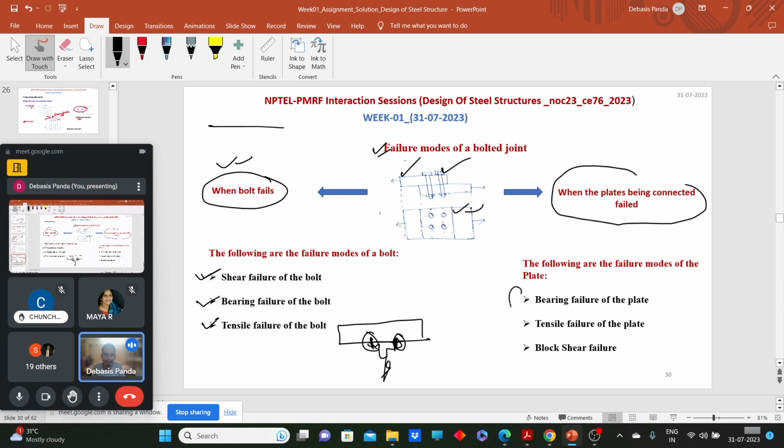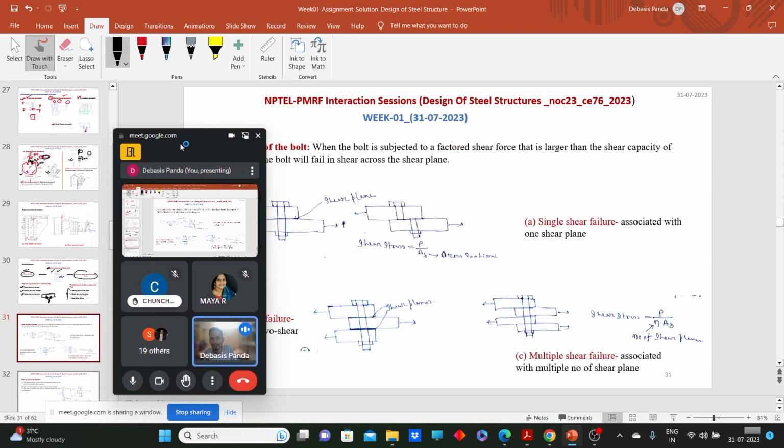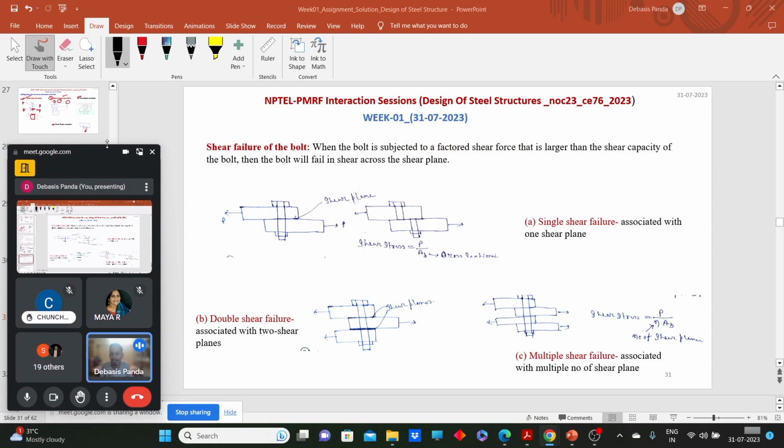And the plate also can fail. The bearing failure of the plate can occur, the tensile failure of the plate can occur, and the block shear failure of the plate can occur. So now quickly revisit how the shear failure can occur.